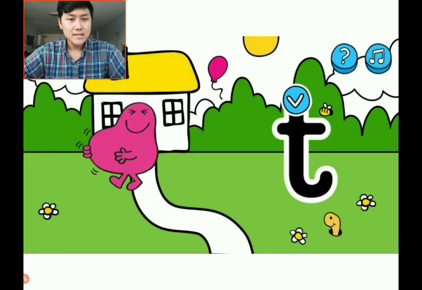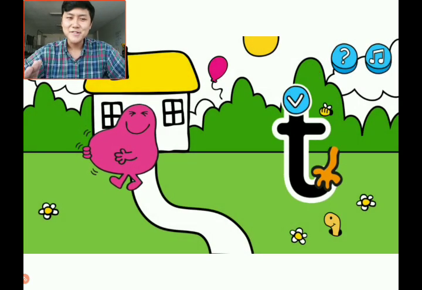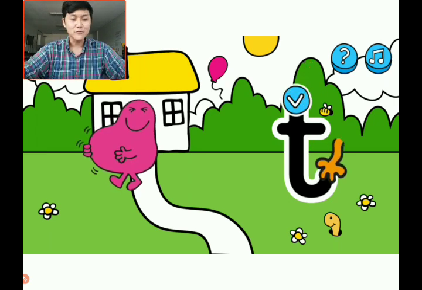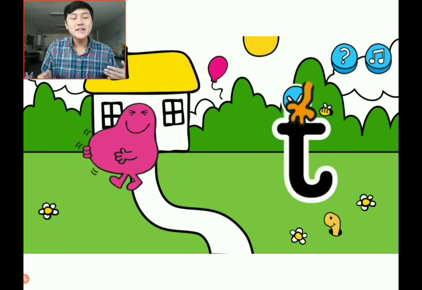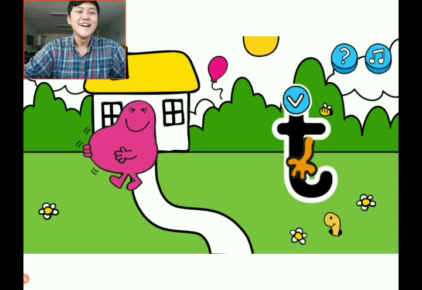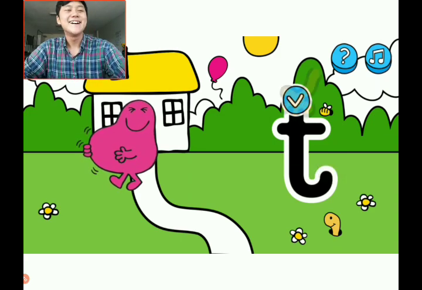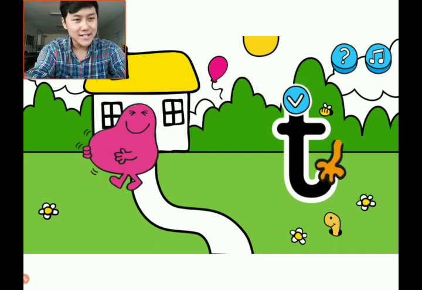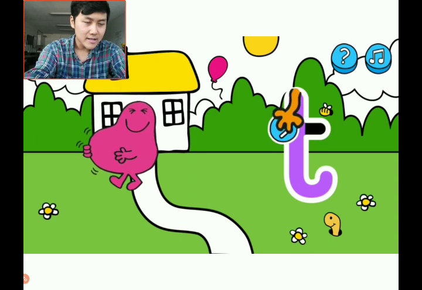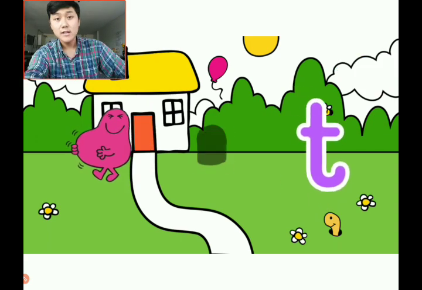T, again, my favorite character, Mr. Greedy. Looks like he just ate something, and his stomach's either grumbling, or he's about to go eat something. He's like, oh, I'm so hungry. So T, we're just going to follow the prompts right here. We're going to draw this line down and kind of curve up, and then a little cross in the middle. That is the letter T.